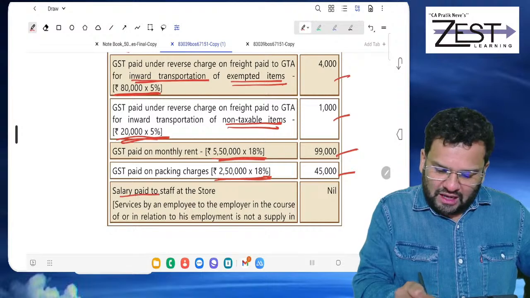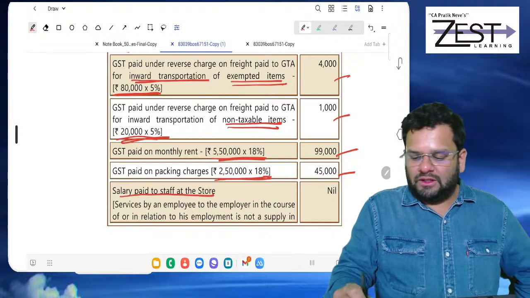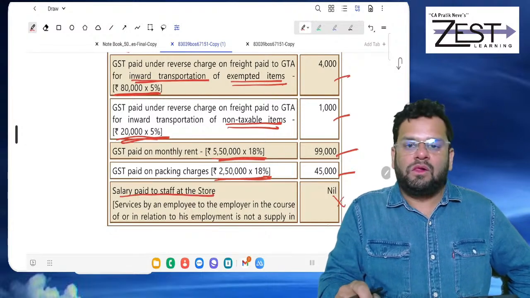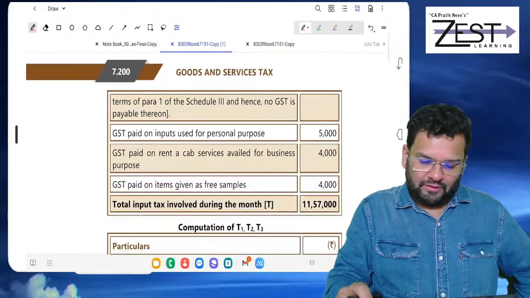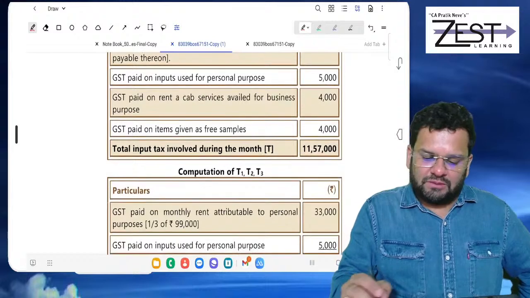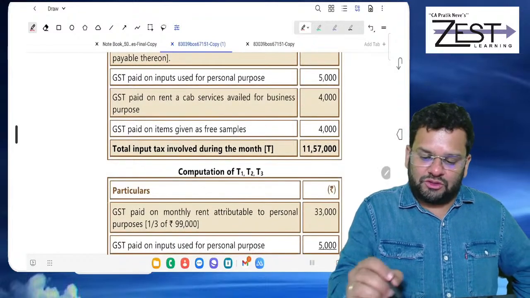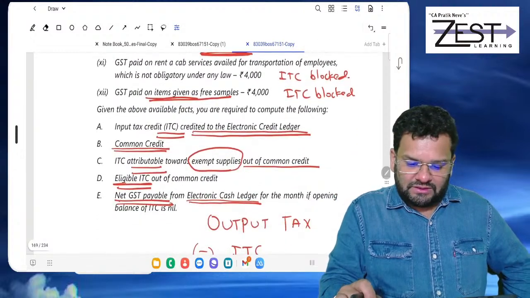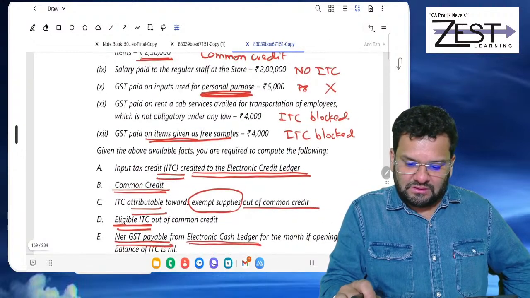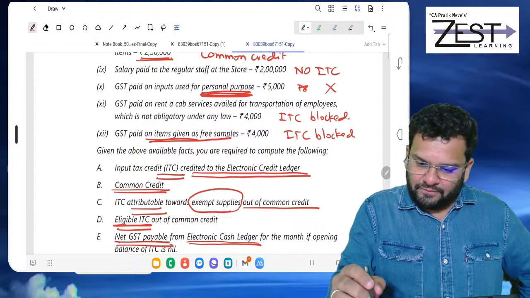Salary paid to staff at store, you know, there is no GST on this because it is a supply which is not taxable. Then GST paid on inputs for personal use, directly GST paid was given, that is 5,000. Check.